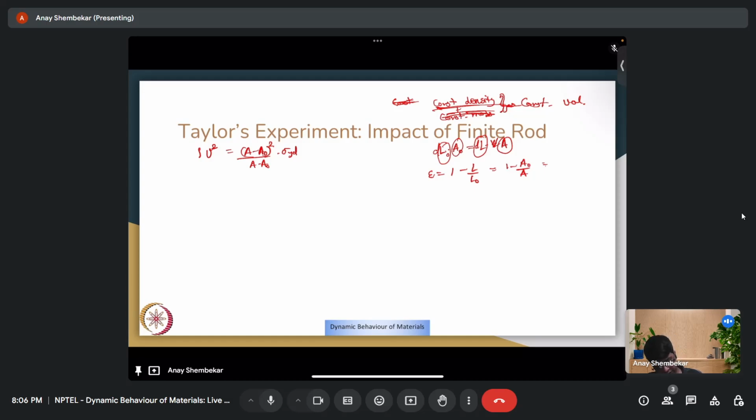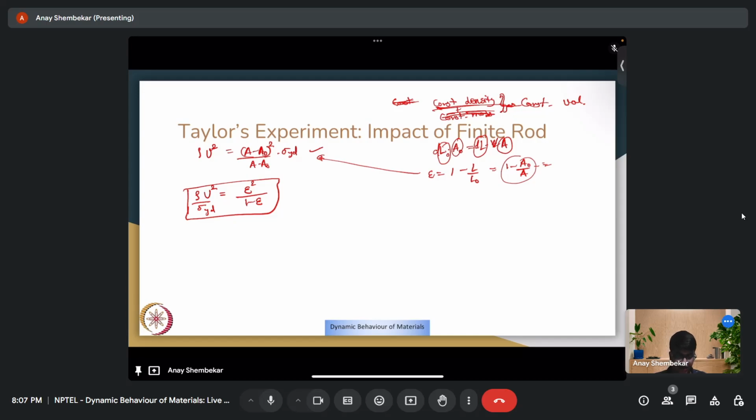If I plug this relation into this one, we end up with rho U square by sigma yd is equal to epsilon square upon 1 minus epsilon. So this is a very simplistic analysis, and a lot of assumptions have gone into this.